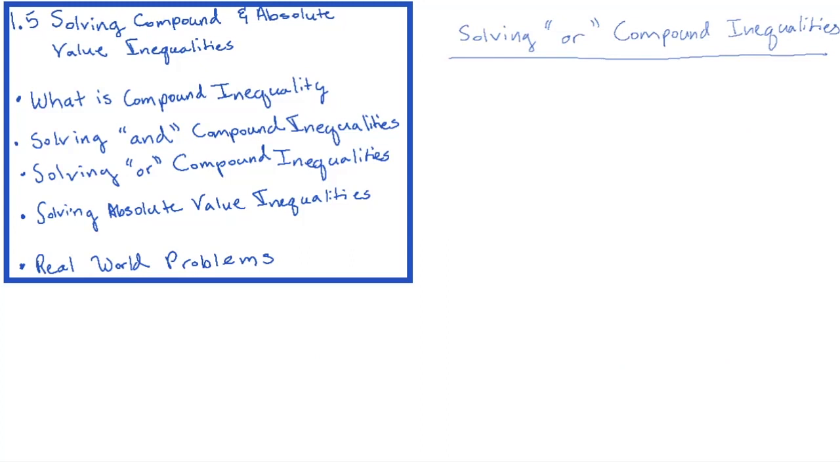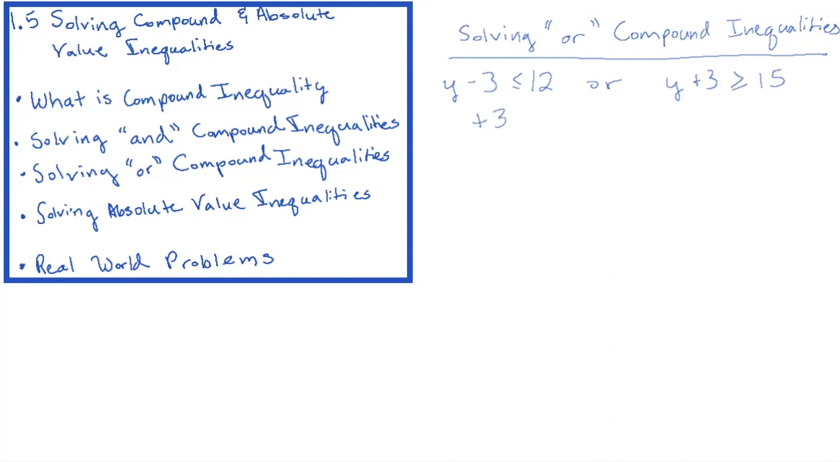All right, so solving compound OR inequalities. For example, we could have that y minus 3 is less than or equal to 12, or y plus 3 is greater than or equal to 15. And I meant less than or equal to over here. So what can we do with this problem? Well, just solve them separately, basically.